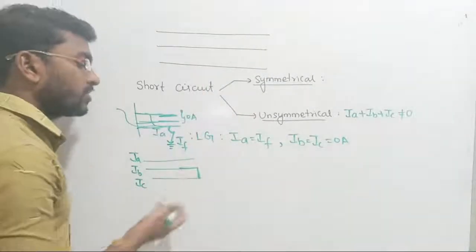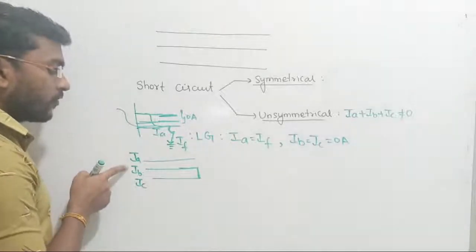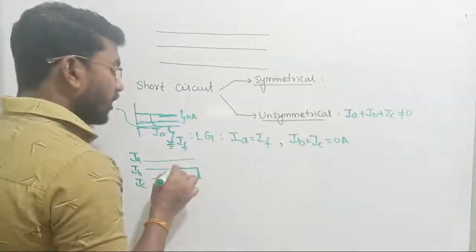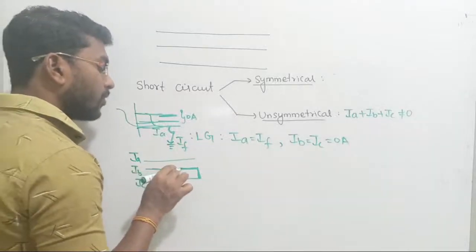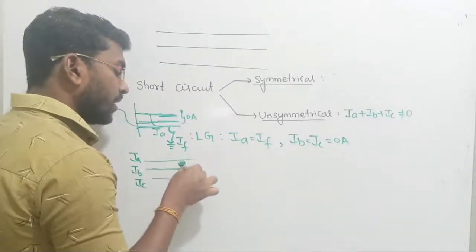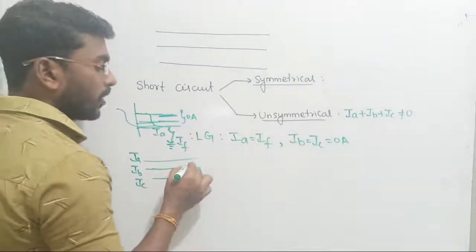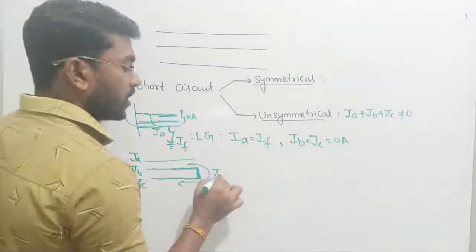Because of the shorting, once again, there are 3 currents: phase A current, phase B current, phase C current. Now, if there is a short circuit between these 2 lines, what will happen? My phase B current keeps going here, and then at the short circuit it gets turned back and starts traveling like this. So that is phase B current.